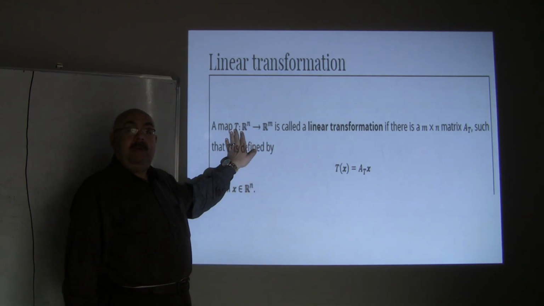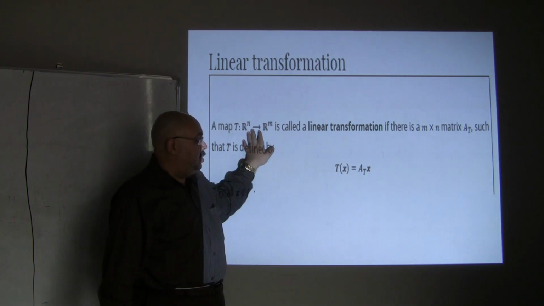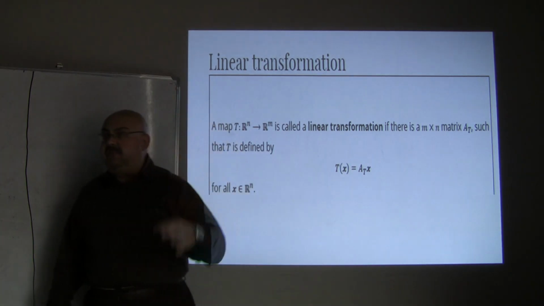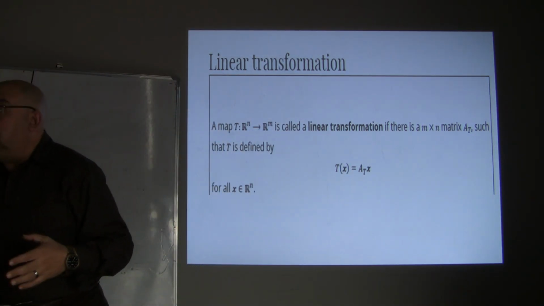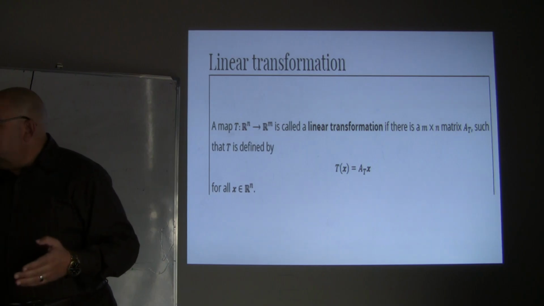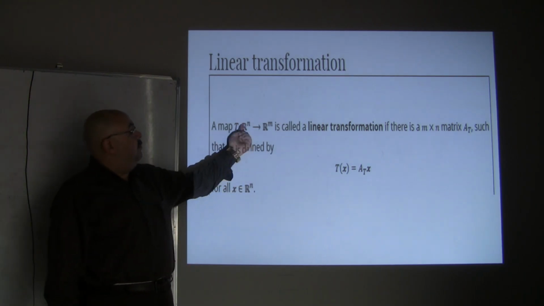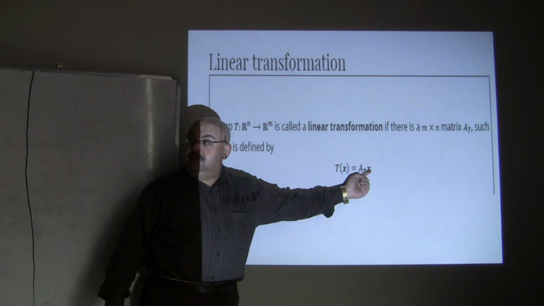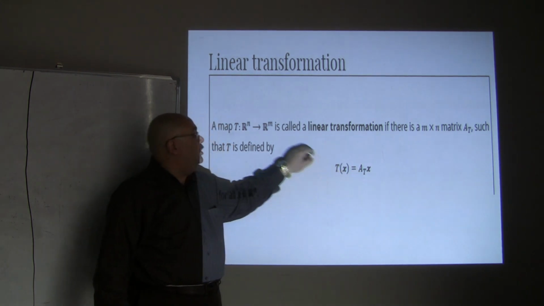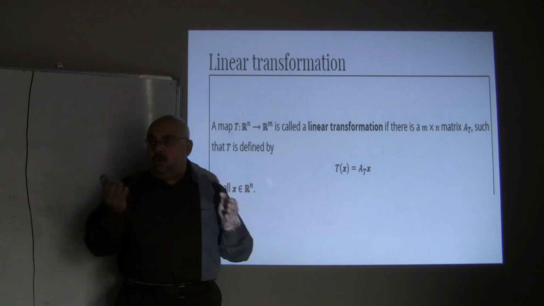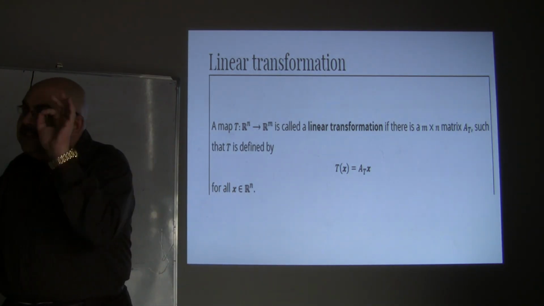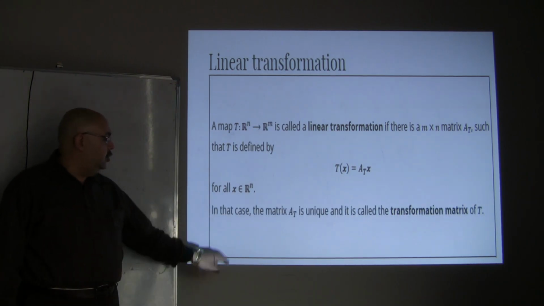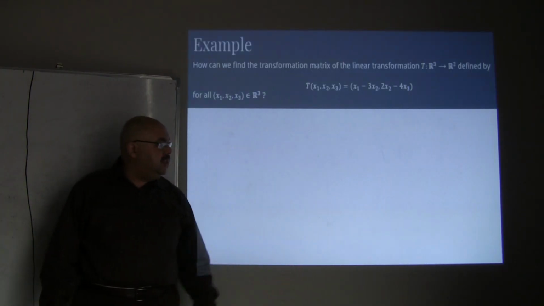So the transformation matrix will be the transform in general. T of x will equal the transformation matrix times the column vector, which is the input of your transform. So the input is going to be n dimension, so the x should be n times 1. That's the dimension. And for A of T, it will be m by n. Now all the dimensions adjust well. This is important and I want you to keep it in mind. Okay? For all x belonging to Rn, in that case the matrix A_T is unique and it's called the transformation matrix.